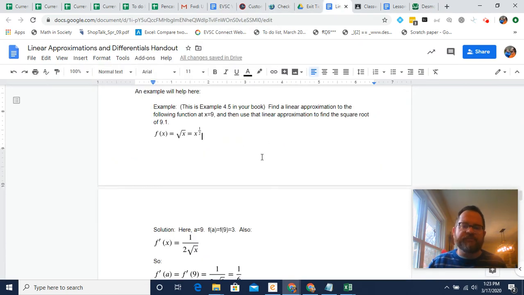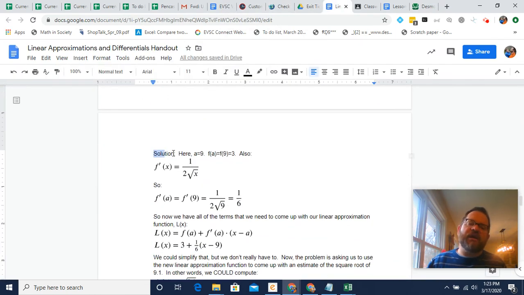Again, I went to the wrong window here. All right, so let's actually figure out how we're going to do this. In our problem, we're given that a is 9. That's the point we're going to be working with. Well, f of a then is f of 9, which is equal to 3.